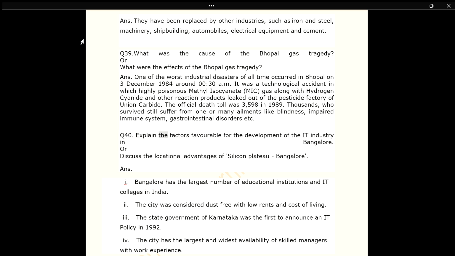Q40. Explain the factors favorable for the development of the IT industry in Bangalore. Or, discuss the locational advantages of Silicon Plateau, Bangalore. Ans. 1. Bangalore has the largest number of educational institutions and IT colleges in India. 2. The city was considered dust-free with low rents and cost of living. 3. The state government of Karnataka was the first to announce an IT policy in 1992. 4. The city has the largest and widest availability of skilled managers with work experience.